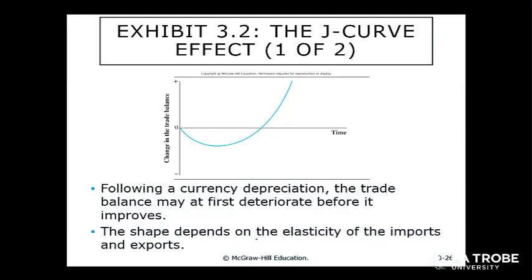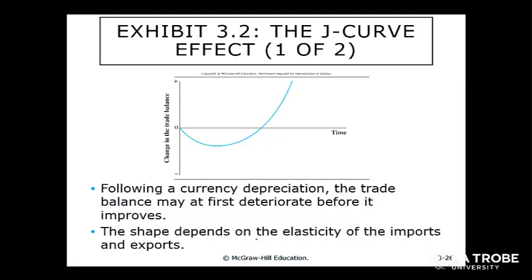So when you depreciate your own currency, in theory, that makes your goods and services cheaper, and therefore it should increase the demand for your goods and services, right? And that will help the exports, okay? So when your goods and services are cheaper, people demand more of them, and therefore exports should increase.